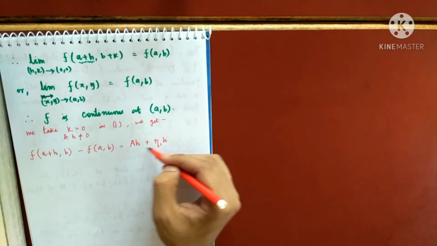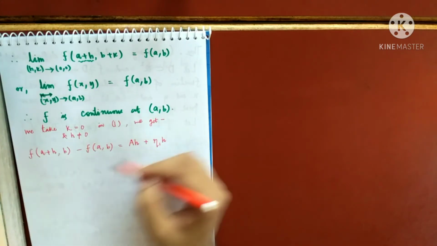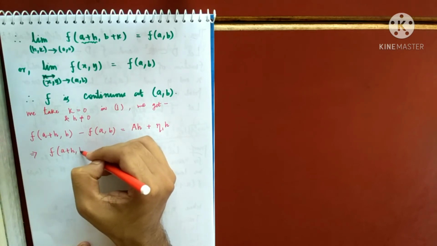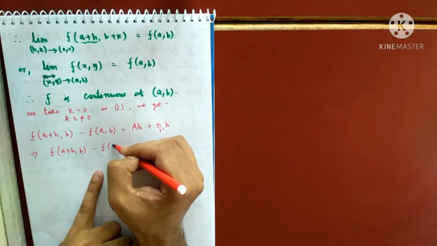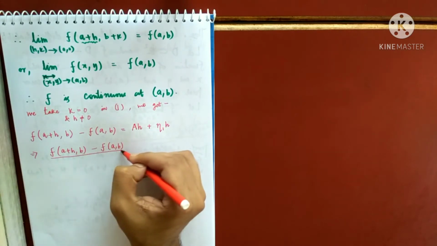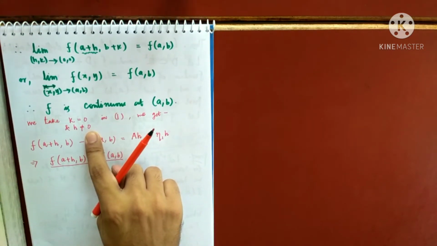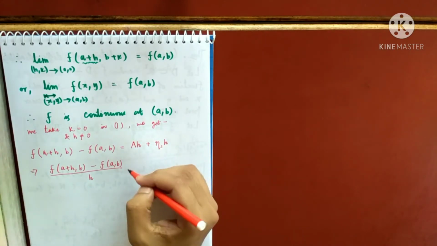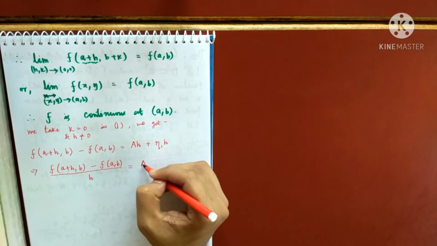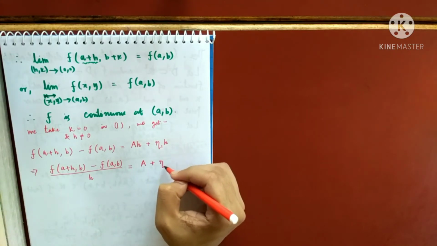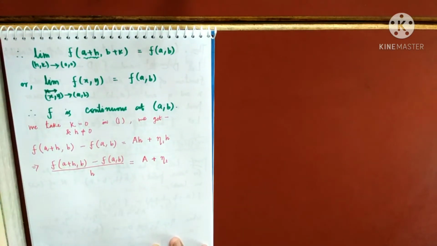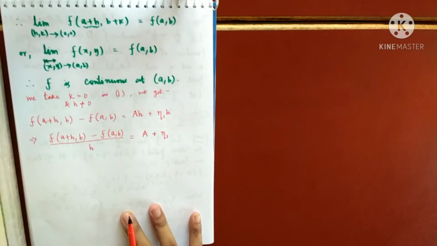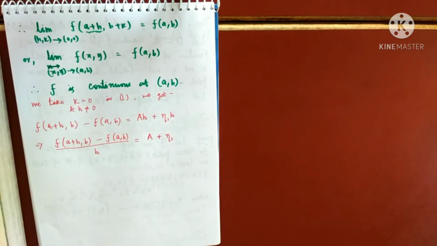h is common and h is not 0, so you divide. That means f of a plus h comma b minus f of a comma b, divided by h. I can divide by h because h is non-zero. I am taking h common and dividing it here. What I am remaining with is a plus eta 1. Am I clear up to here? Yes or no? Yes.